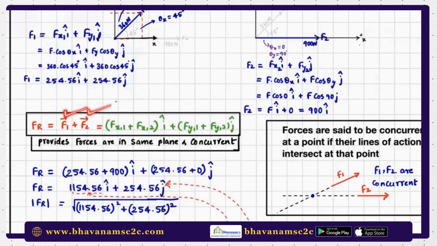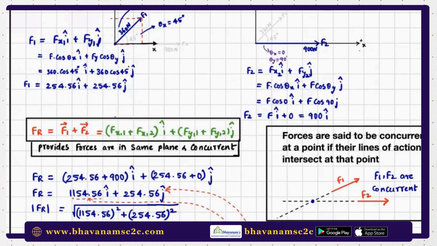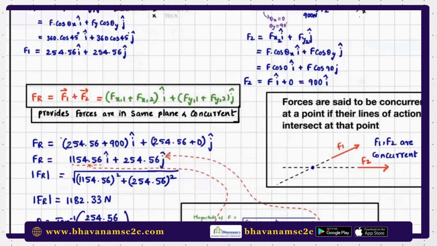Just simply add these two vectors. How to add two vectors? It is a property of mathematics. Adding two vectors is nothing but adding the corresponding components. So keep the i here and add all the x components. This is 254 and the x component is 900 here. So add these two. And for the j component, add all the j components of each vector. 254 plus 0 it will be. If you see here, the same thing I have explained. The final vector is this.